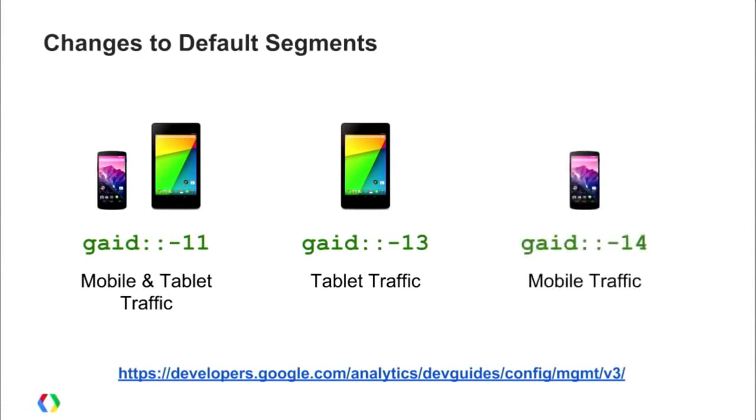And finally, we added a new segment. This is a new default segment. It did not exist prior to this change, and it's negative 14 or minus 14. We have a title of mobile traffic, and the definition of this is deviceCategory equals mobile.